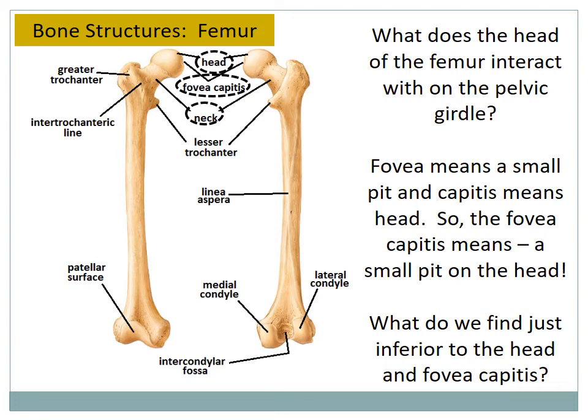Looking down a little further, we see the fovea capitis. Fovea means a small pit, and capitis means head. So the fovea capitis means a small pit on the head, and that's what it is. We find the fovea capitis, a small pit on the head of the femur. Okay, so that's just the little pit that we find. What do we find just inferior to the head and the fovea capitis? The neck. So we find a neck right below the fovea capitis.